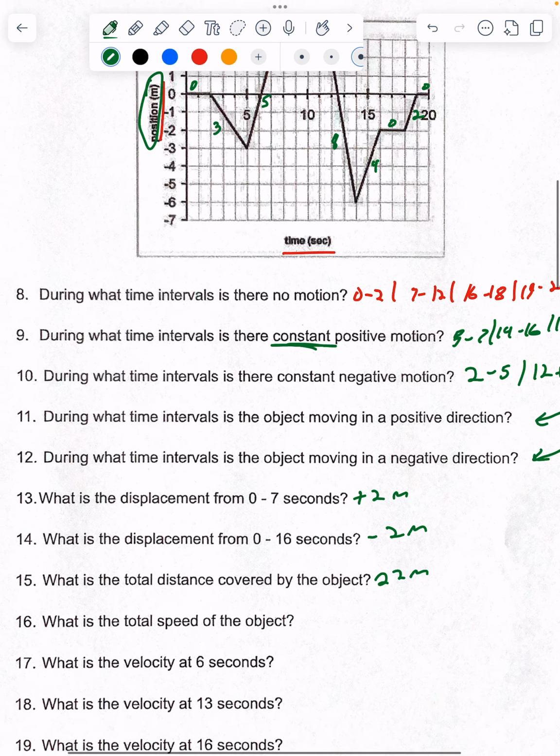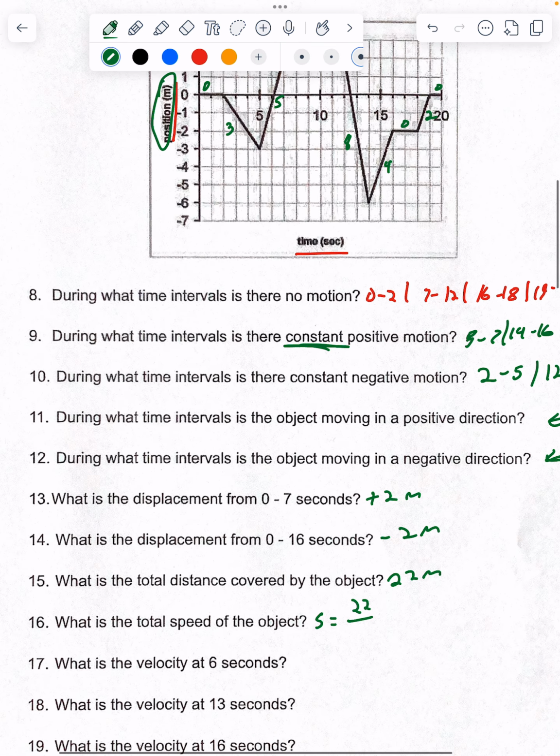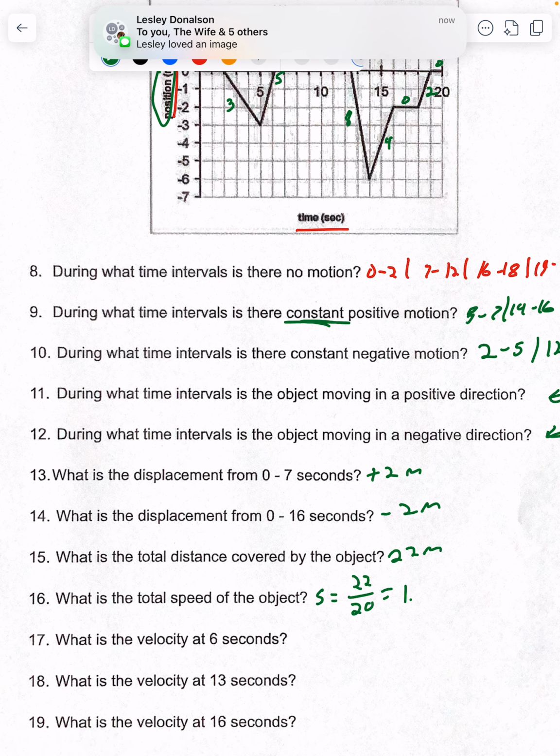Now it says number 16, what is the total speed of the object? This is when you need to look at your formula sheet. All right, speed is distance over time. Well, you just solved that in 15. So 22 was your distance. Time, if you look at the graph, the whole thing was 20 seconds. So there's your time. So 22 divided by 20, and you get a value of 1.1 meters per second.